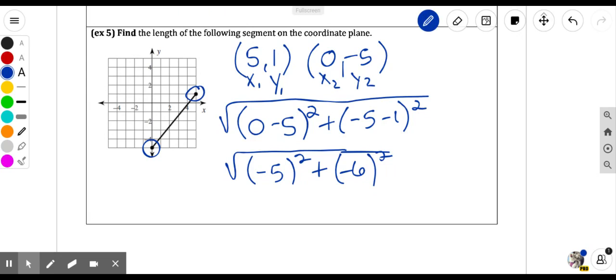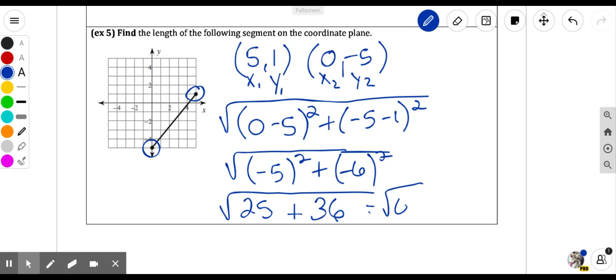I'm going to keep going. So this is going to be the big square root symbol. The square root of, negative 5 squared is 25. Negative 6 squared is 36, both positive. So this turns into the square root of 61, which is approximately 7.81. I always round to 2 decimal places, the nearest hundredth, but if you did to the nearest tenth, that's totally fine.